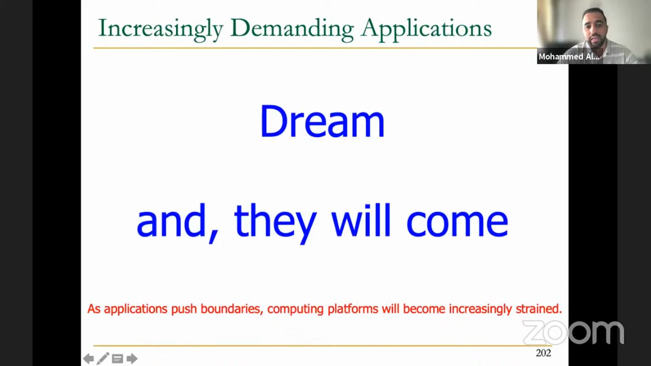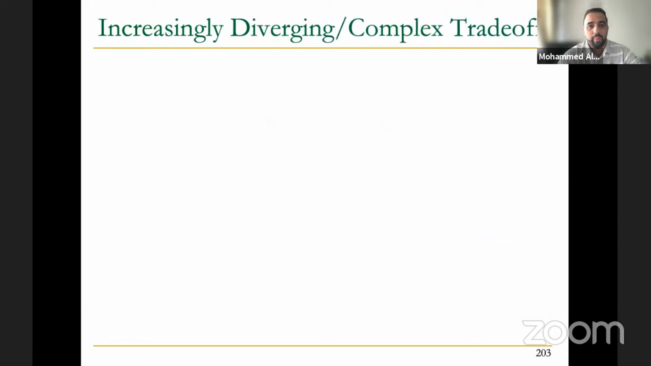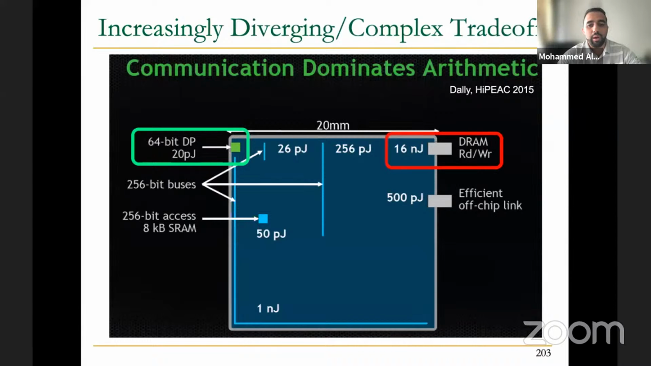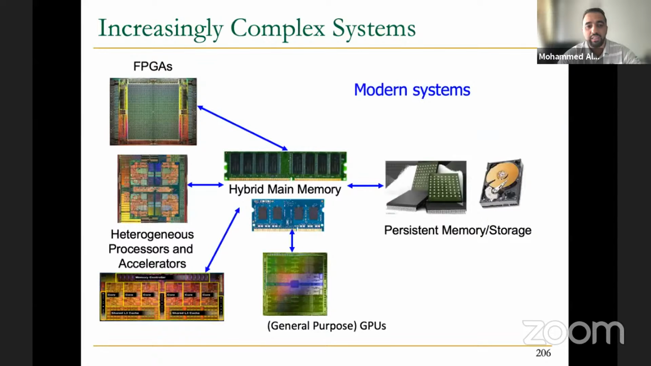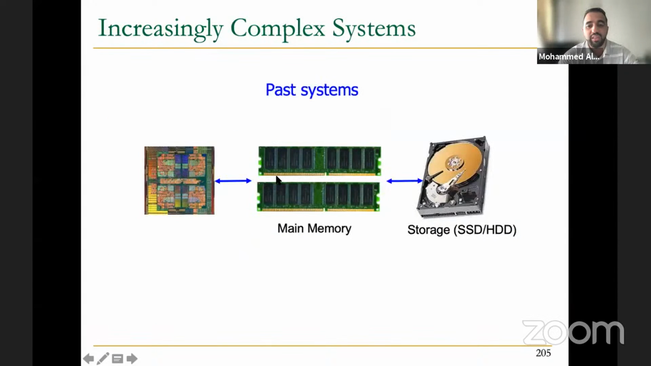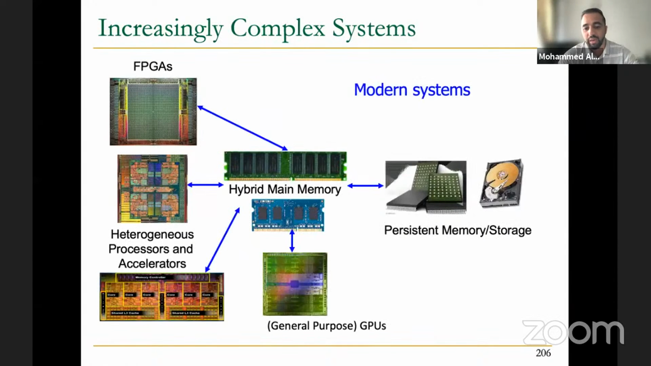So as we always say, be a dreamer and all will come. The applications always push the boundaries, and the compute platforms will become increasingly strained. Remember the data movement bottleneck? Think about where to place this processing. We have different stages, different architectures to replace the CPU or the main memory or the storage and so on. So that is taking the architecture from a very simple paradigm to a very complex paradigm.